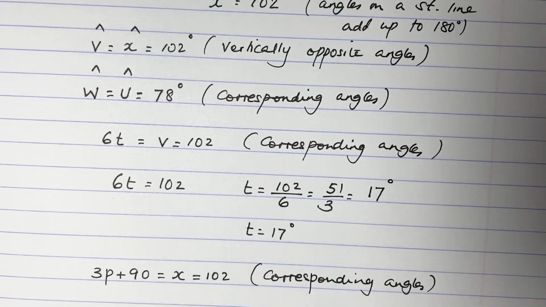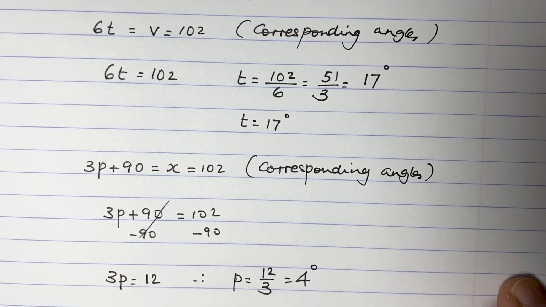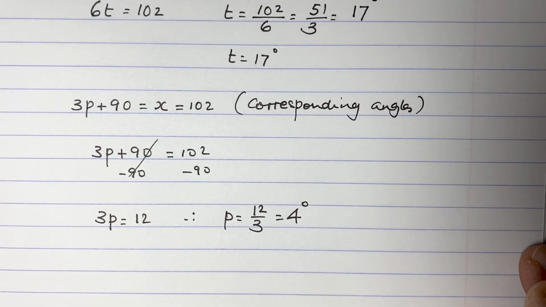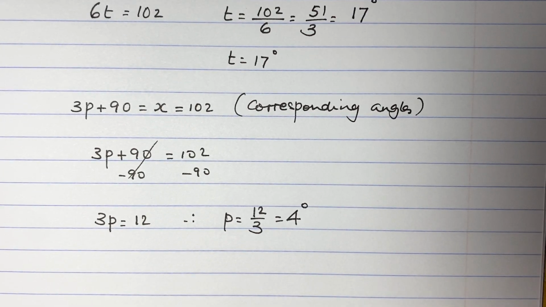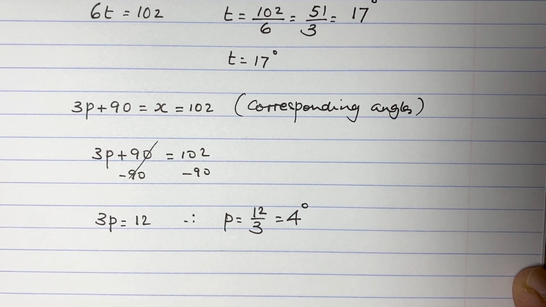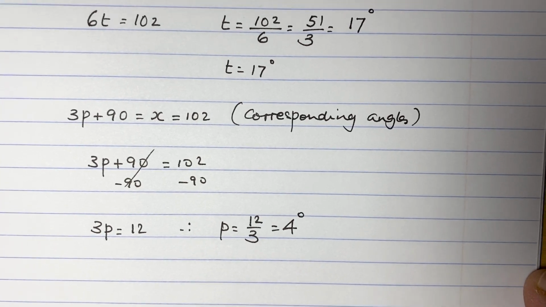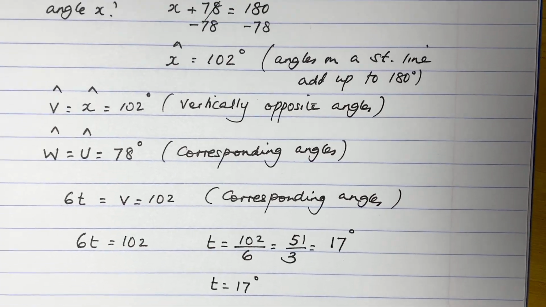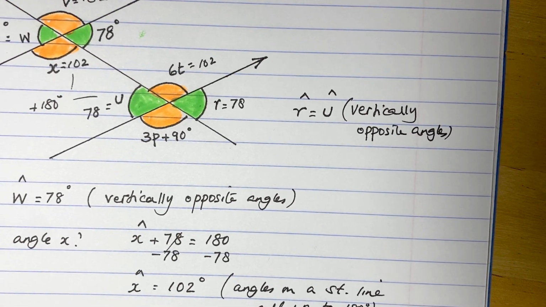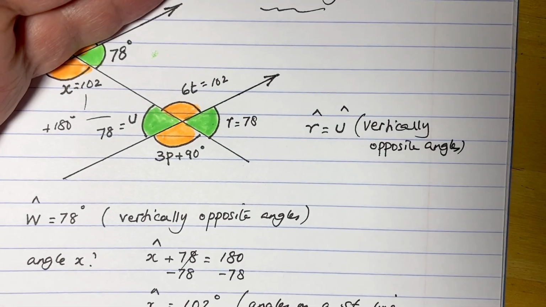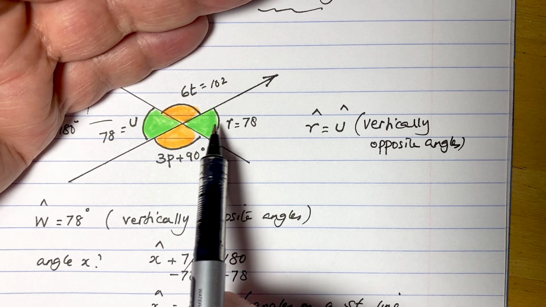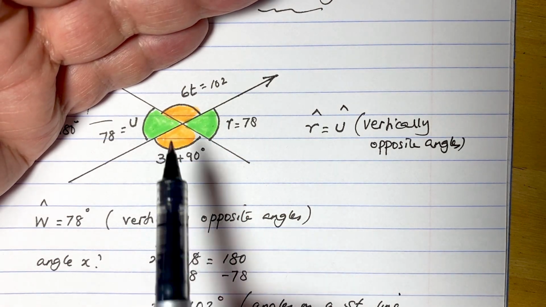This concludes our lesson on the angles within a set of parallel lines, which are corresponding, alternate, allied, or co-interior angles. And we also made use of vertically opposite angles, that any two lines that cross, you have two sets of vertically opposite angles.